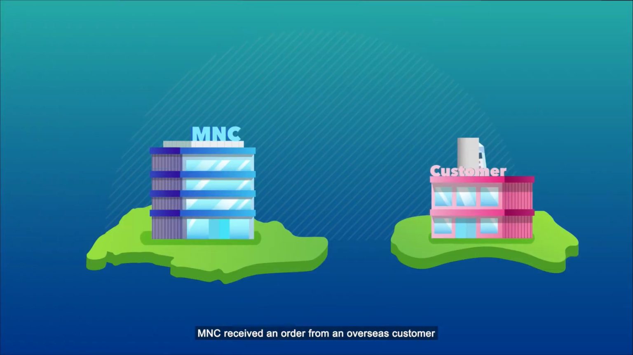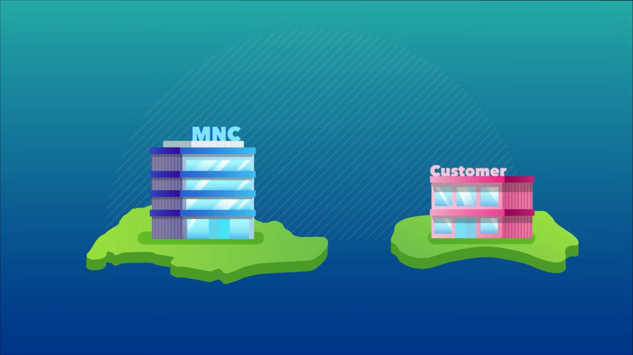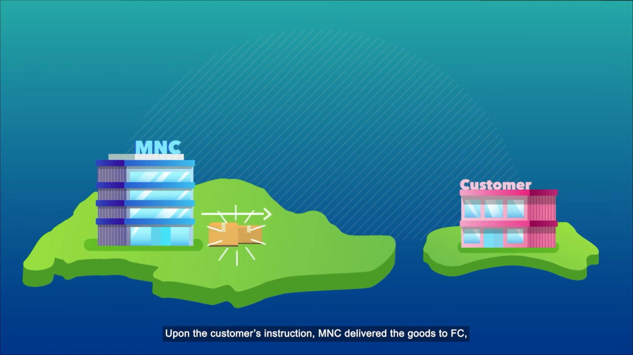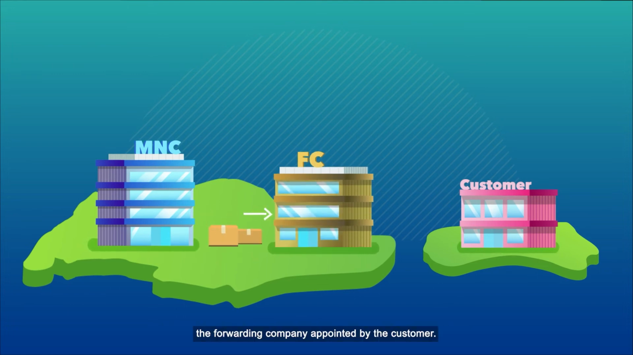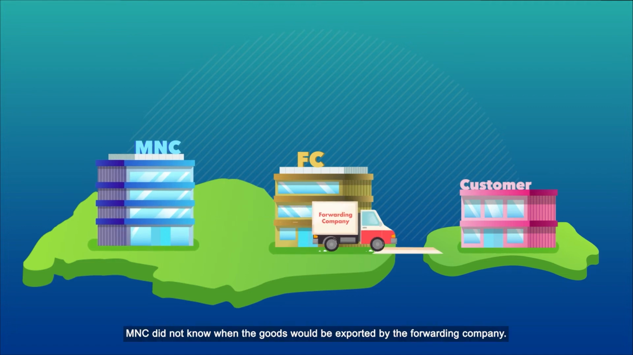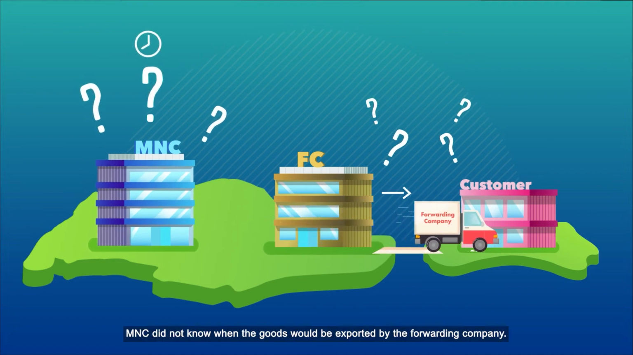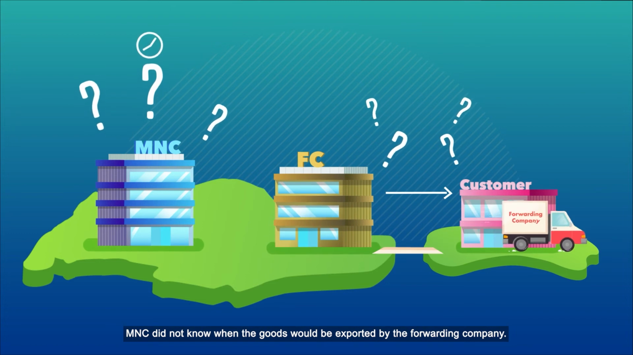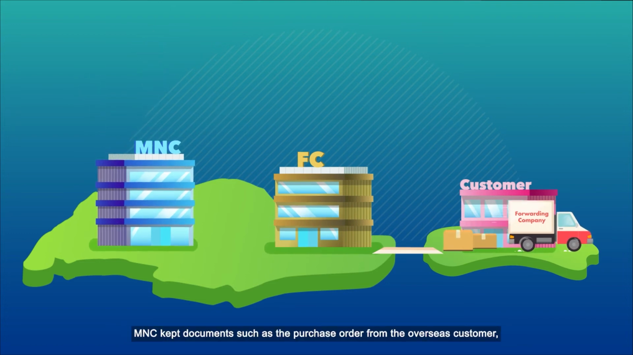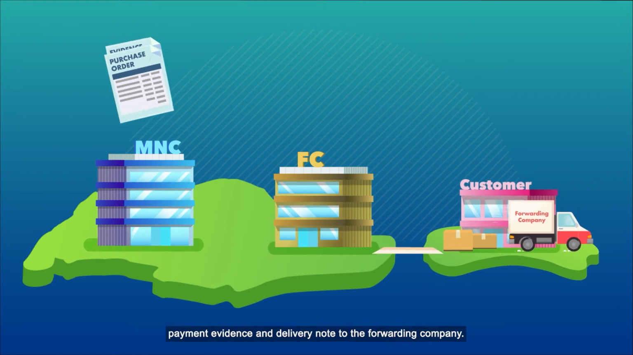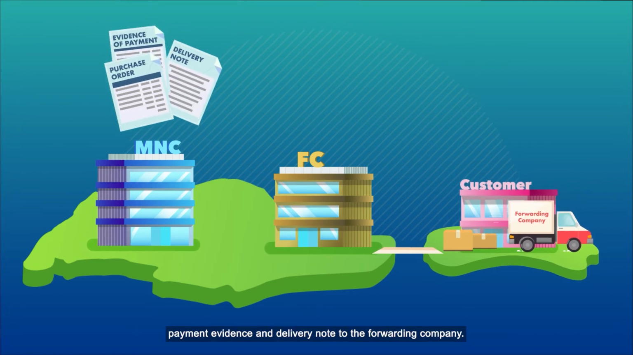MNC received an order from an overseas customer to supply food products overseas. Upon the customer's instruction, MNC delivered the goods to FC, the forwarding company appointed by the customer. MNC did not know when the goods will be exported by the forwarding company. MNC kept documents such as the purchase order from the overseas customer, payment evidence, and delivery note to the forwarding company.